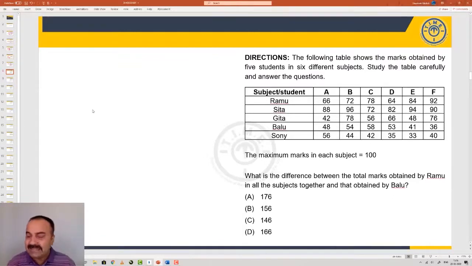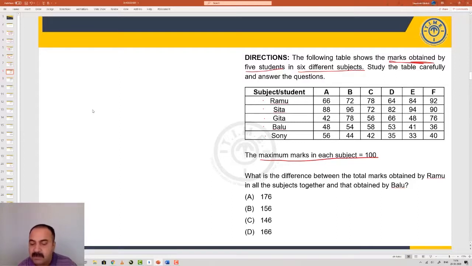Now we look at the next set of questions in a table, where once again we have people and A, B, C, D, E, F and some numbers given. And this is about marks obtained by 5 students, which are Ram, Sita, Geeta, Balu and Soni, in 6 different subjects, which are A, B, C, D, E, F. And maximum marks in each subject is 100. So out of 100, these are the marks these people are getting. All right. So these are all integral marks. There is no decimal value here. There are 5 people and there are 6 subjects for each one of them.